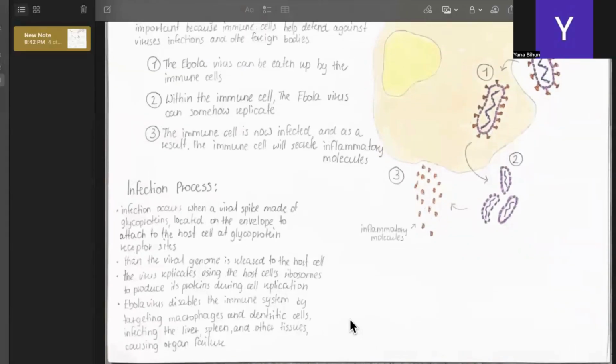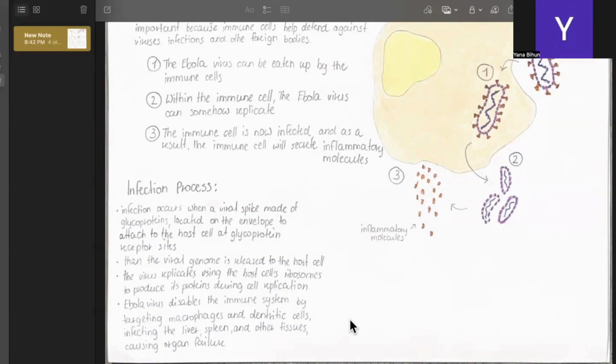Infection process. Infection occurs when a viral spike made of a glycoprotein located on the envelope attaches to glycoprotein receptor sites on the host cell. Then the viral genome is released into the host cell. The virus replicates using the host cell's ribosomes to produce proteins during cell replication.